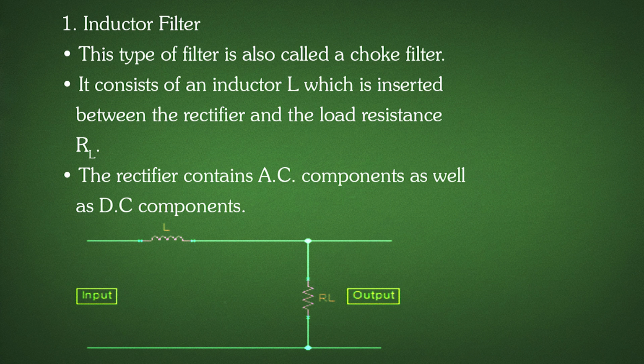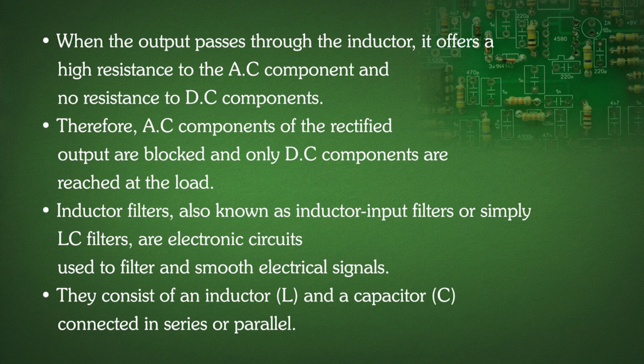The rectifier output contains AC components as well as DC components. That AC component is removed by this filter circuit. When the output passes through the inductor, it offers a high resistance to the AC component and zero resistance to the DC component. Therefore, the AC components of the rectified output are blocked and only DC components are received at the load.